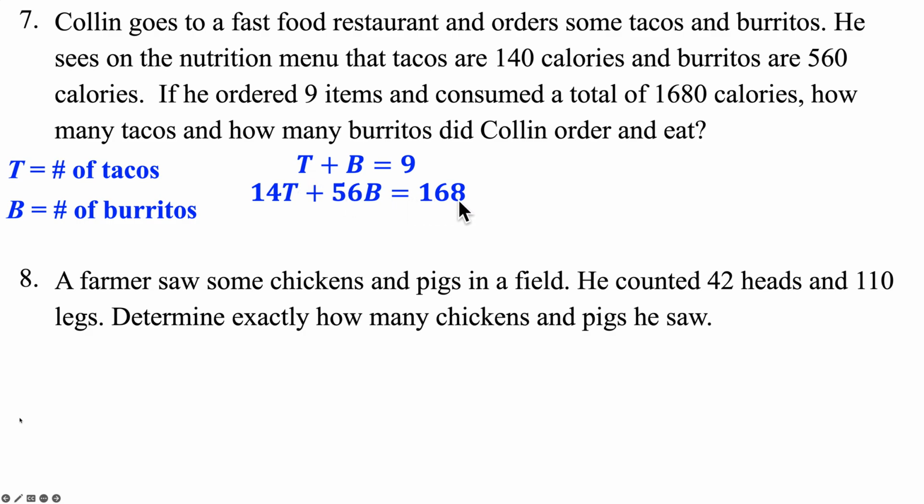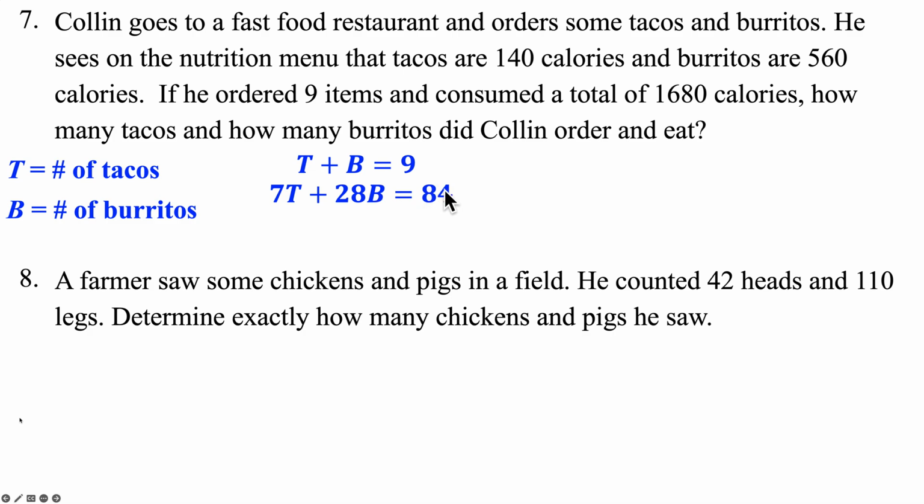Wait a minute. Okay, hold the phone. These are all even numbers. Let's reduce it a little smaller, because if we can multiply any number to this first equation, you can also divide. So the first time I divided by 10. Now I'm going to divide all these numbers by 2. 7t plus 28b equals 84.